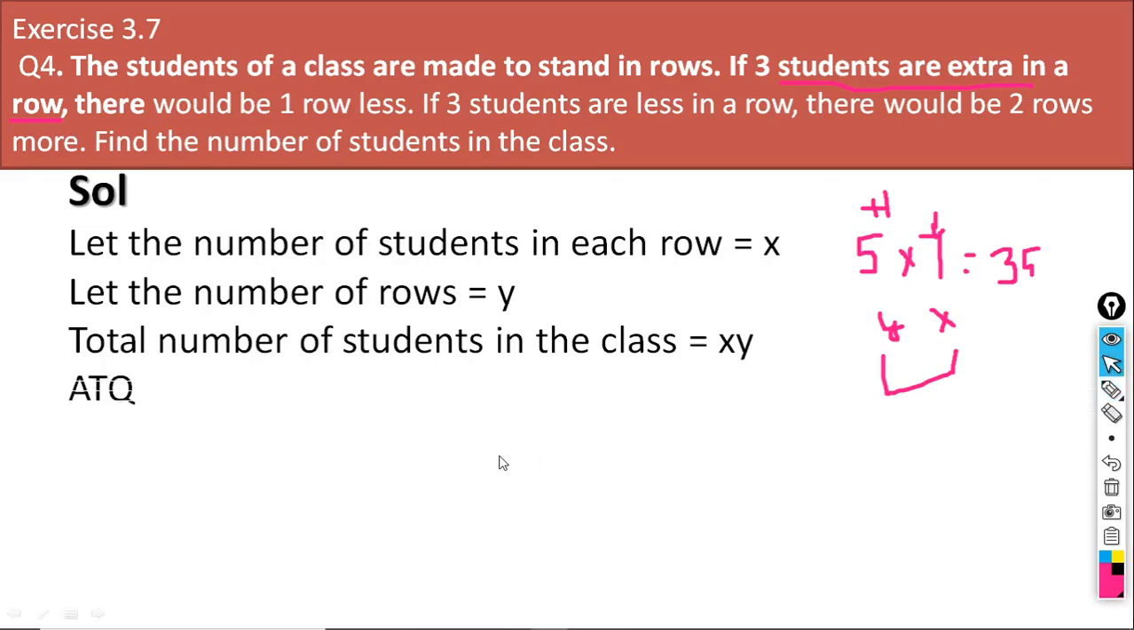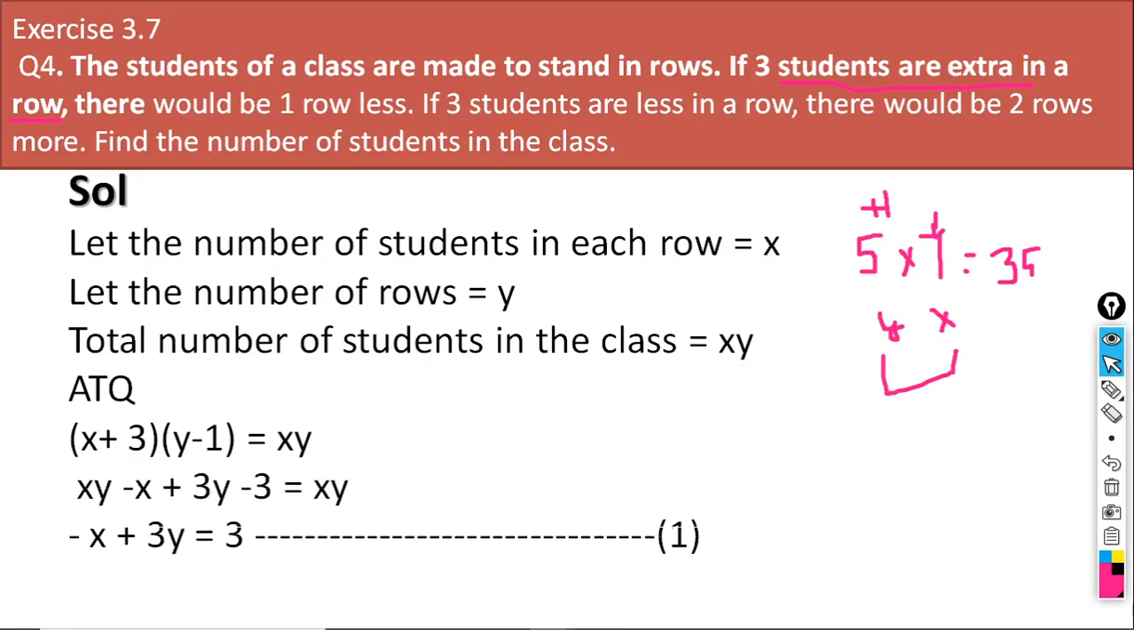So what we are doing here, according to the question, if 3 students are extra in a row, we are adding 3 students, x plus 3, and there would have been 1 row less, y minus 1, and it is equal to x into y, meaning x into y gives you the total number of students in the class that remains the same. By simplifying this, you will get the first equation.